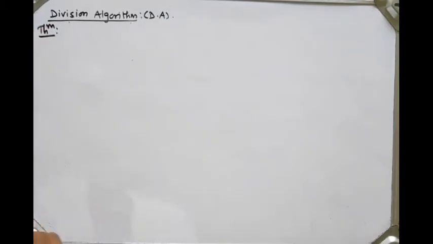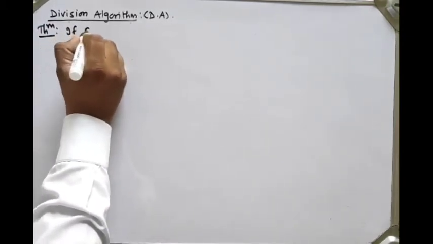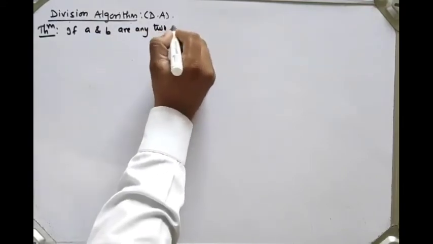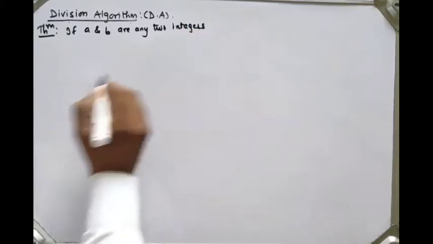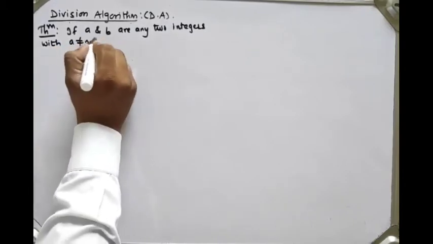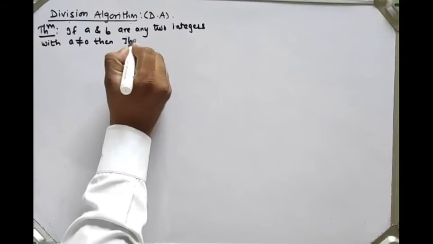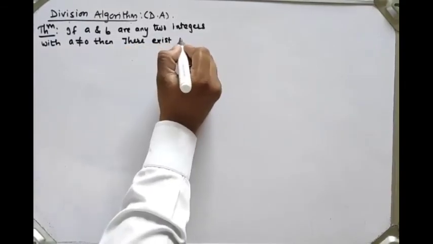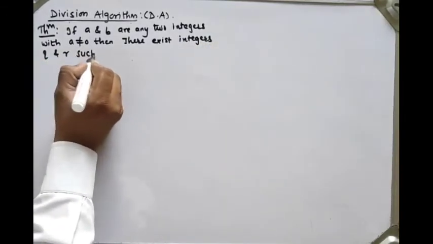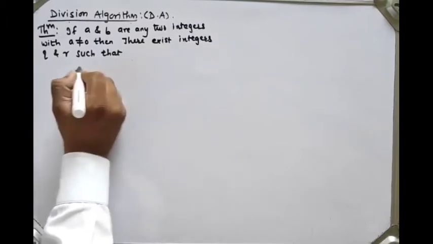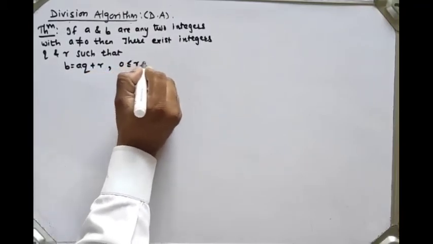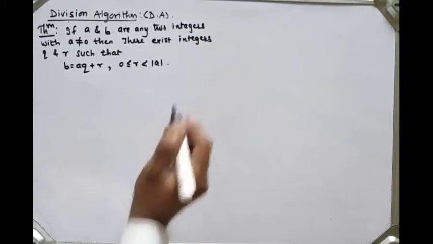So the statement of the theorem is, if a and b are any two integers with a not equal to 0, then there exist integers q and r such that b is equal to aq plus r, where 0 less than or equal to r less than mod a. So this is the statement of the theorem.